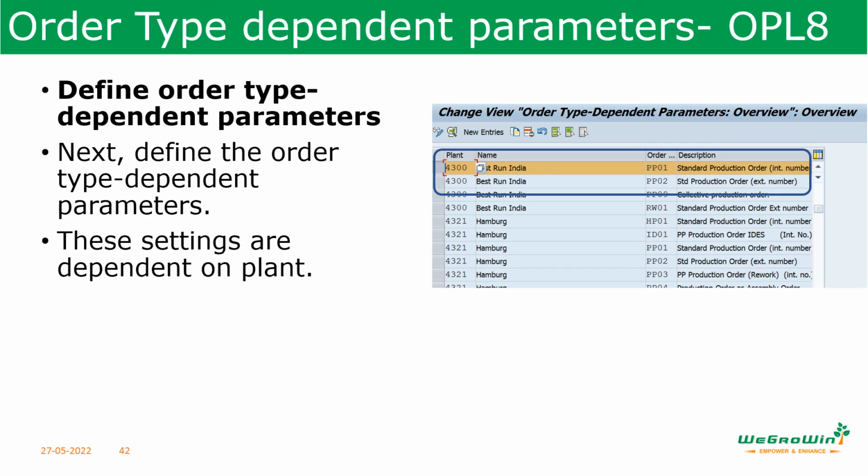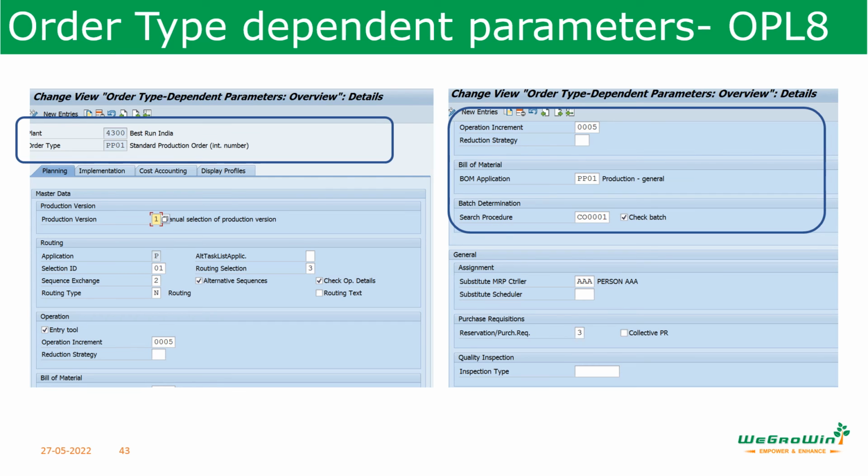Once we define the order type, we have to define the order type dependent parameters. The transaction is OPL, right? So these settings depend on the plant. Order types are independent of plant, but order type dependent parameters depend on the plant. Here, for the selected order type, we can configure how the production version is selected, how the routing is selected, what the increments in the operation numbers are, how the BOM is applied, what the alternate MRP controller is, and what quality inspection plan is assigned. Those things we can configure in this order type.